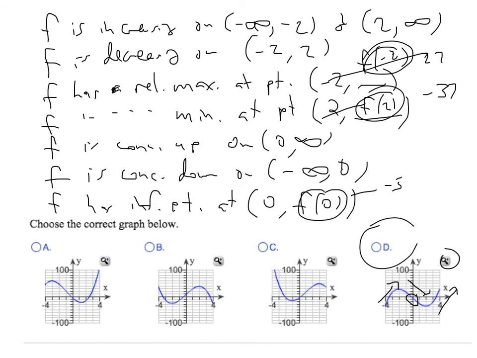You really don't need to know the relative max and min and inflection points before you have even decided where the graph is going up and going down. You should be doing it in the other order. Anyway, that's how you get all the answers to those questions.